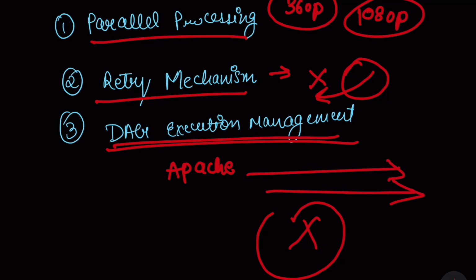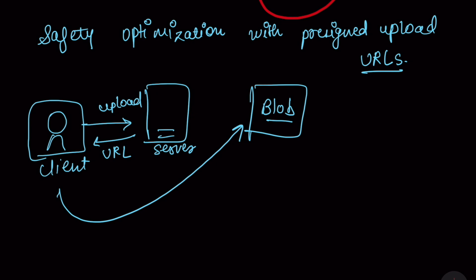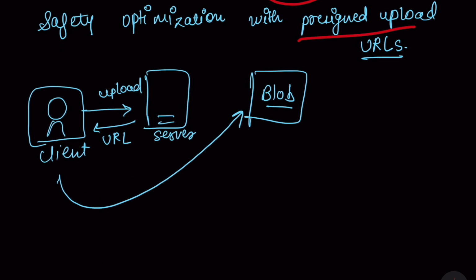So now over here we are also going to talk about the safety optimizations with pre-signed upload URLs. This will enhance the safety, scalability and performance when uploading videos to a platform like YouTube. And what are pre-signed upload URLs? These are time-limited URLs that provide temporary permission to upload files to the cloud storage service without exposing credentials or requiring direct access to our backend servers.